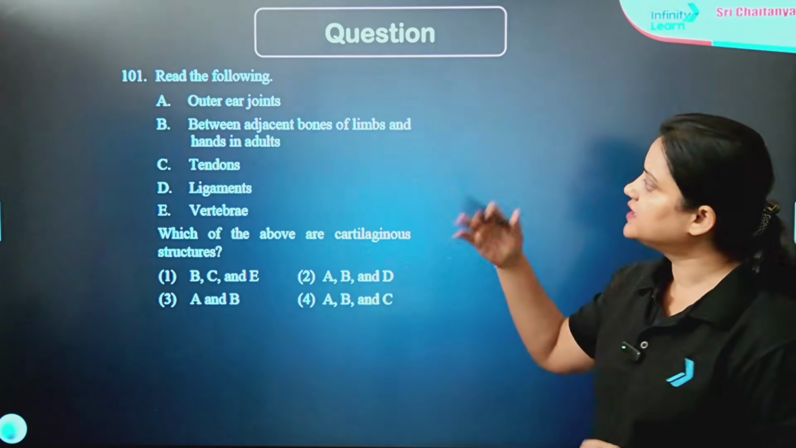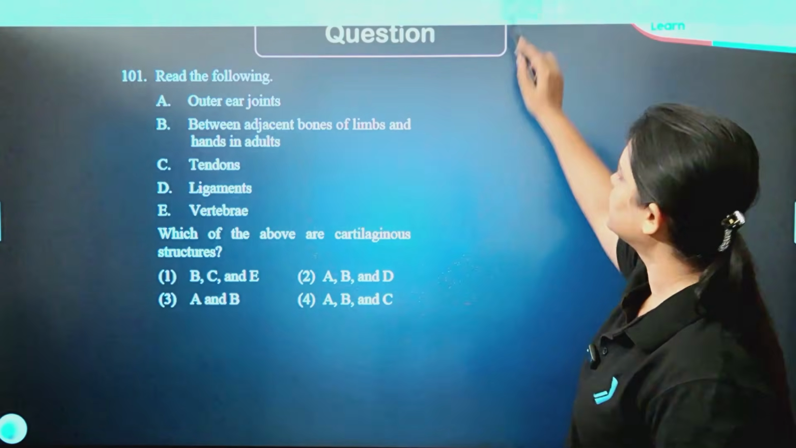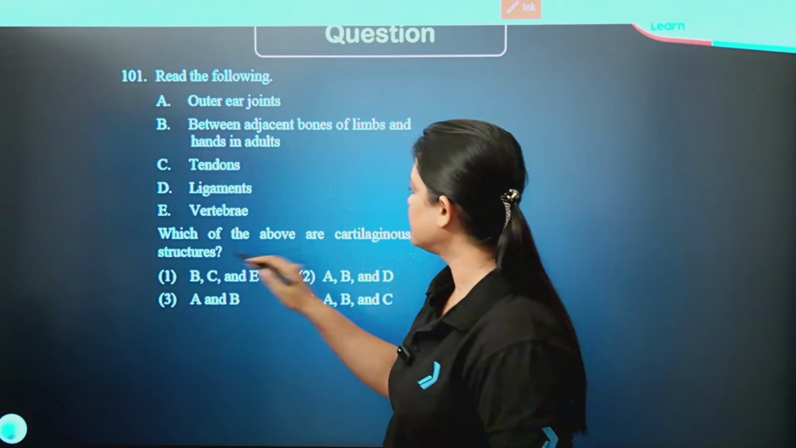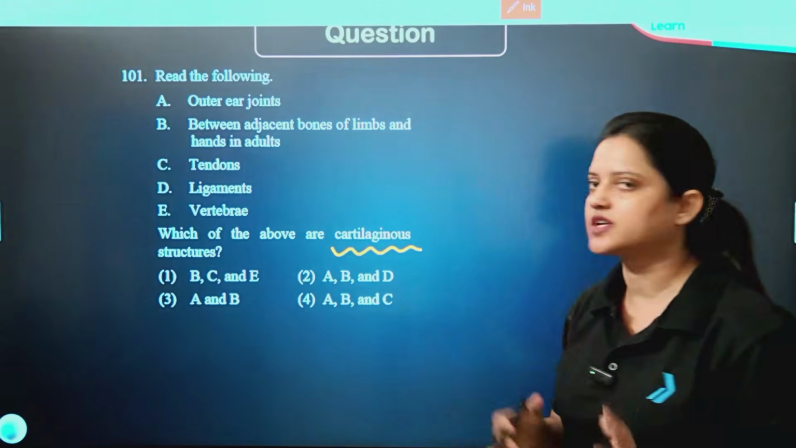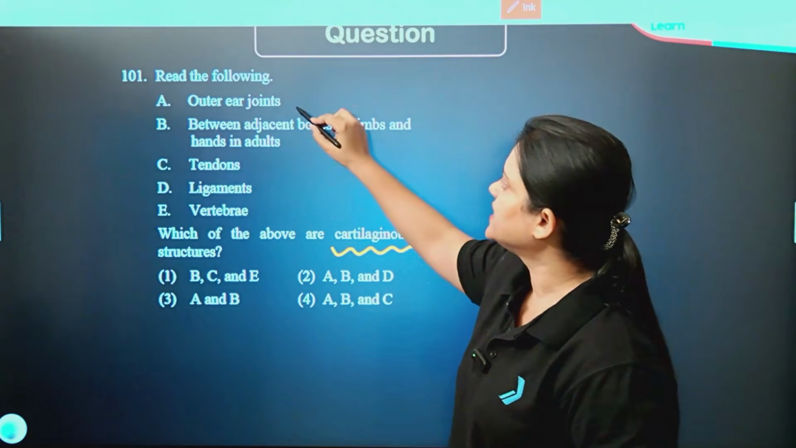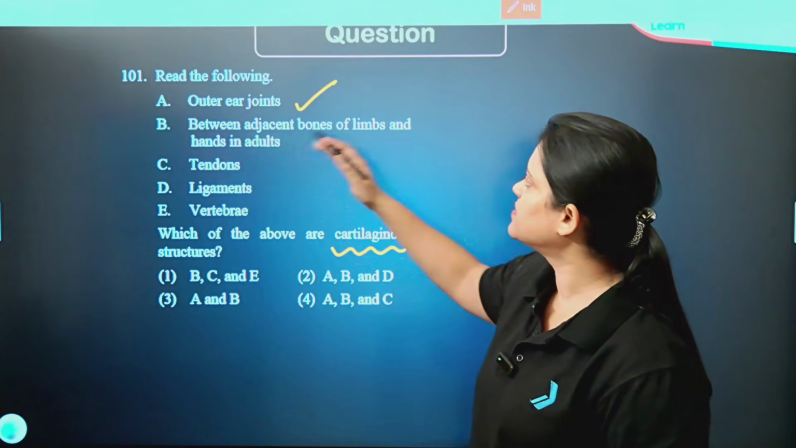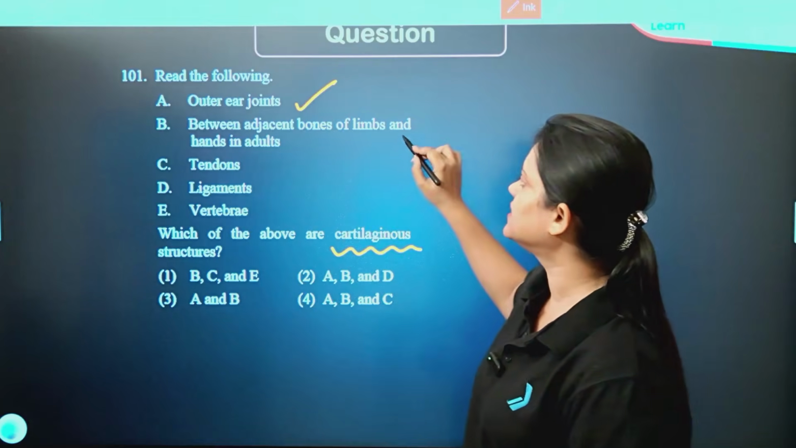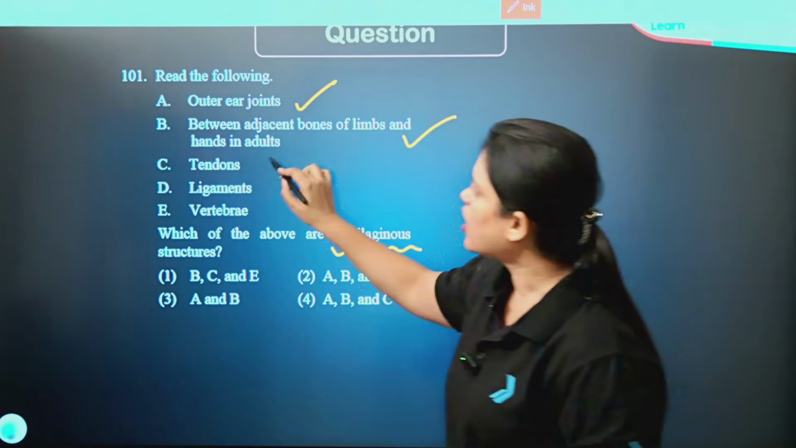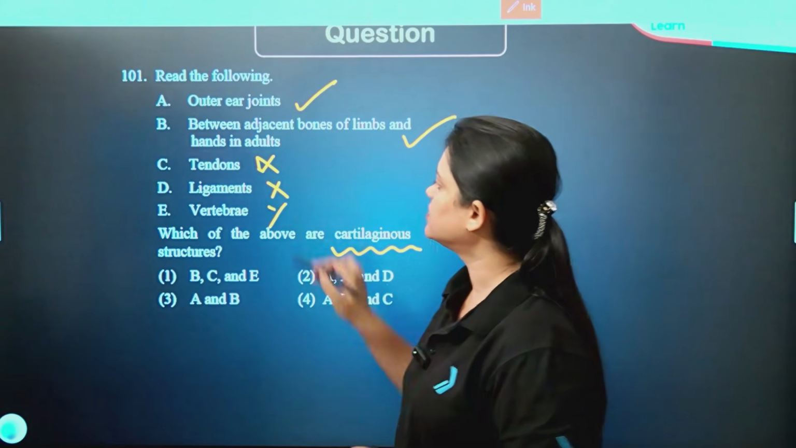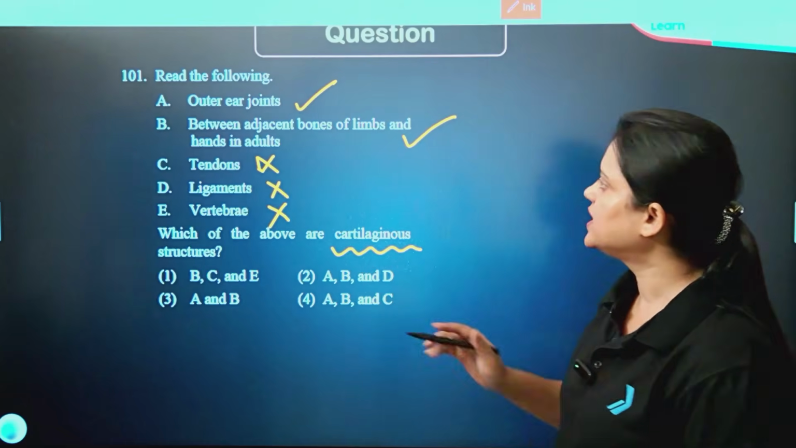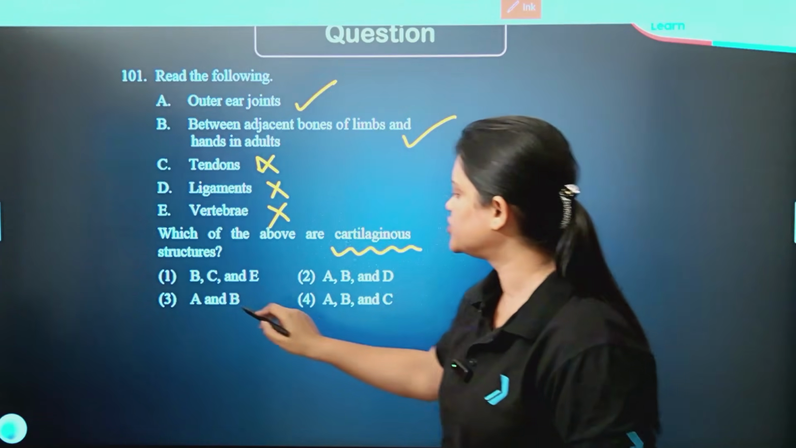Next one, read the following. We have a few examples here, and we need to find out which of the above are cartilaginous structures. The outer ear joint, yes, it is cartilaginous. Between adjacent bones of limbs and hands in adults, this is also cartilaginous. Not the tendons, not the ligaments, and not the vertebrae. These are bones. So the only correct options are A and B, which should be 3.